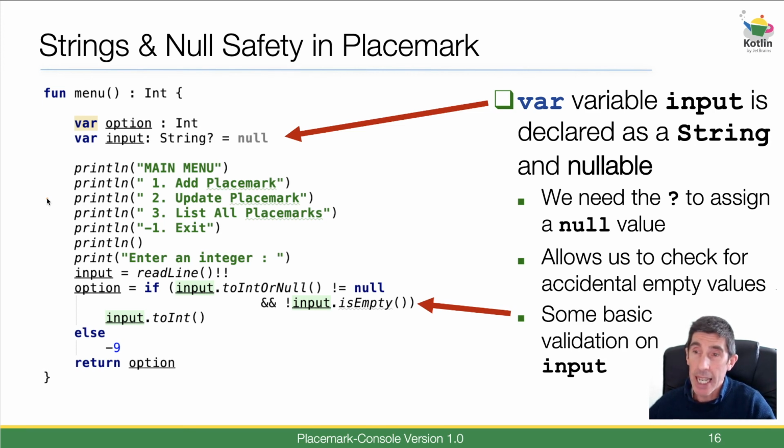It allows us to check for accidental empty values, and as briefly discussed already, we have some basic validation on our input down here. So we take in our input, which again potentially could be null, but we can still go ahead and check that. Even if it is null, we can invoke our functions, our checks on it. This would throw exceptions back in our Java days. There's your null pointer exception issue, if we try to invoke a method on an object that happened to be null at the time, but that's looked after here, so Kotlin handles that. There's our null safety.